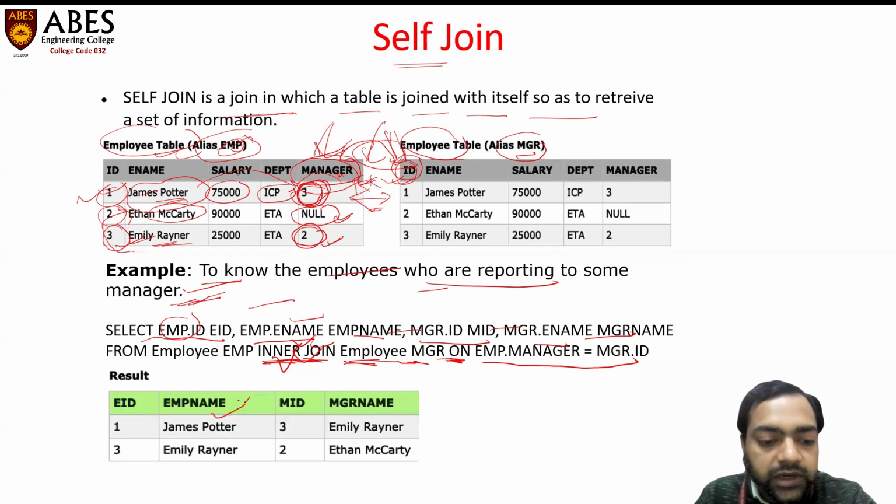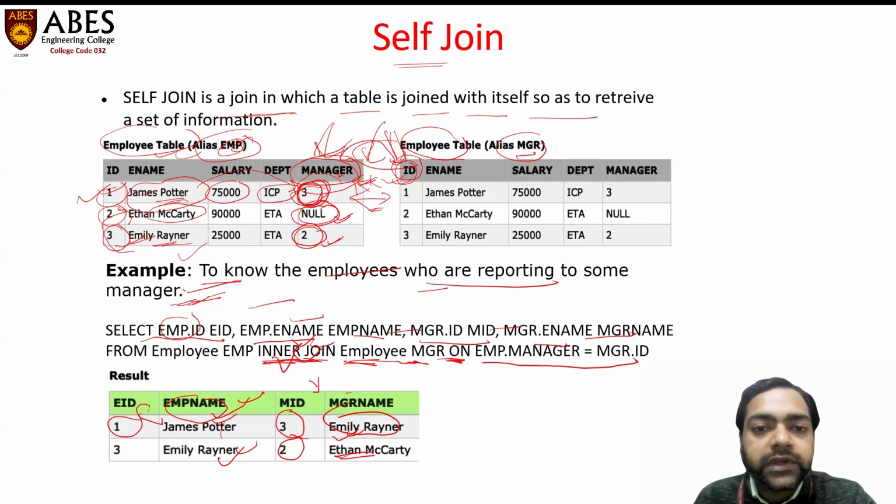So if you see the result, if we talk about employee id 1, James Potter, as we have already discussed, his manager id is 3 and manager name is Emily Rayner. If we talk about Ethan McCarthy, his manager is null. It means that he will not report to any particular manager. If we talk about Emily Rayner, she is reporting to the manager whose ID is 2, and that will be Ethan McCarthy. So in this case, we'll get only 2 rows, right? So this is the concept of self join.